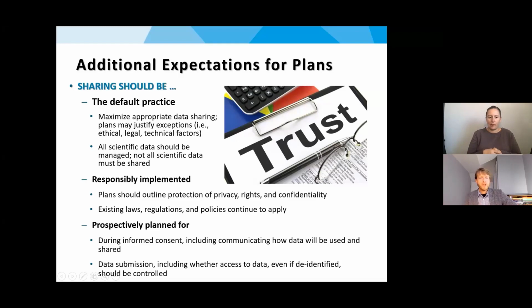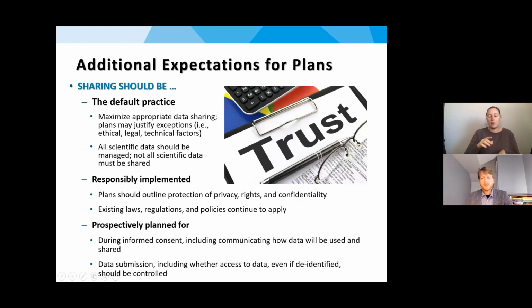It's also important to note that existing laws, regulations, and policies will all continue to apply. There's nothing in the policy that changes expectations under, for example, the Common Rule or HIPAA or the NIH certificates of confidentiality policy. But it's also worth noting that some NIH data sharing policies will actually continue to apply as well, such as the NIH genomic data sharing policy.